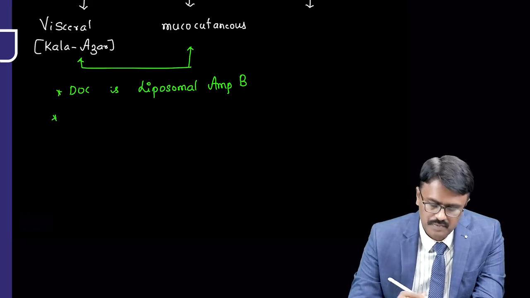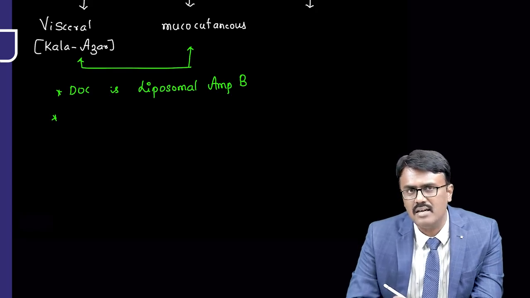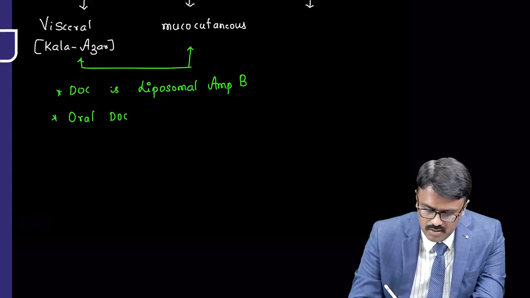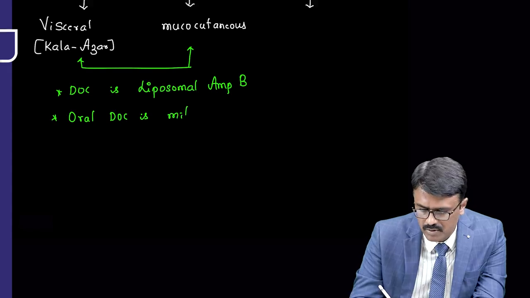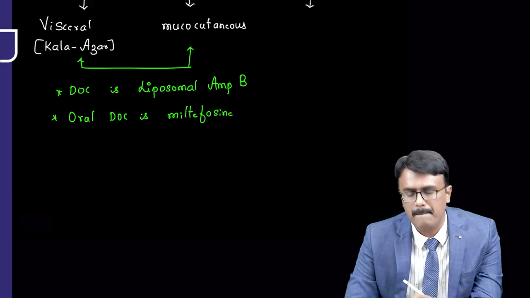If they ask you, what is the oral drug of choice? See, amphotericin B is given by injection, that is IV. There is only one oral drug. The oral drug of choice is miltefosine. So that is the only oral drug available.